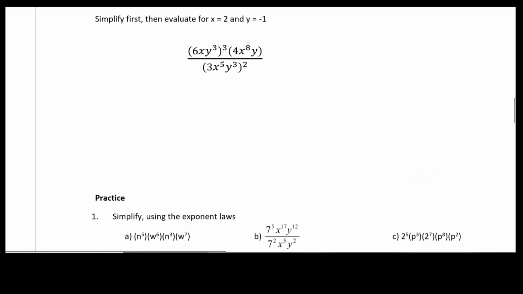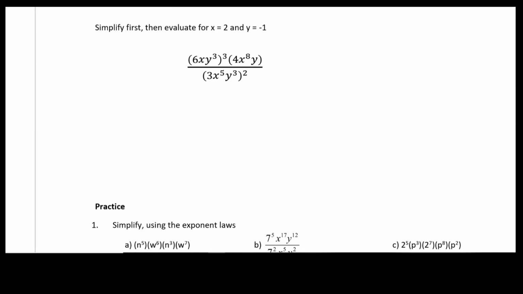Okay. So we're going to look at these instructions here. I want you to get used to these instructions. It says simplify first. So we're going to use all our rules. And then we're going to evaluate for x equals 2, y equals negative 1. So it gives us some values to plug in, but we're not going to plug in those values until we've simplified first.